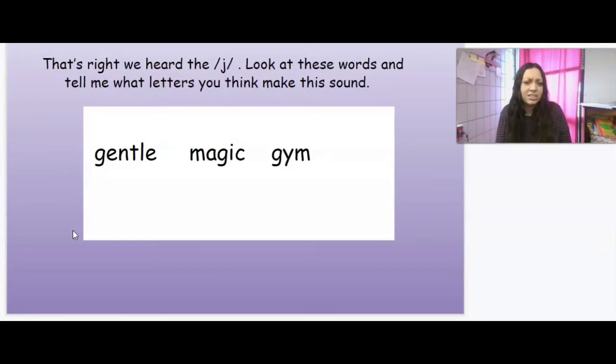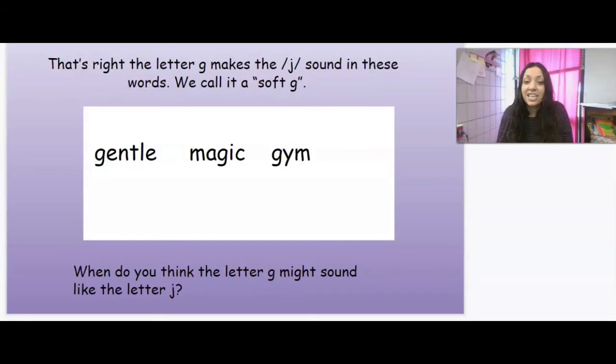Now look at these words and tell me what letter or letters you think make the J sound. I've got gentle, magic, gym. What letter do you think makes that J sound? I don't see a J. What could it be? It's the G. That's right. The letter G makes the J sound in these words. We call it soft G. So remember we have cedilla C, soft C. Soft G is the same thing, okay?